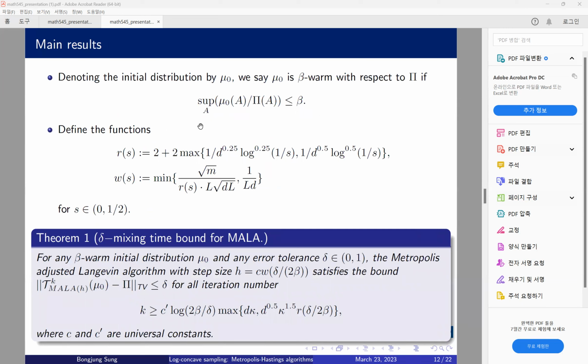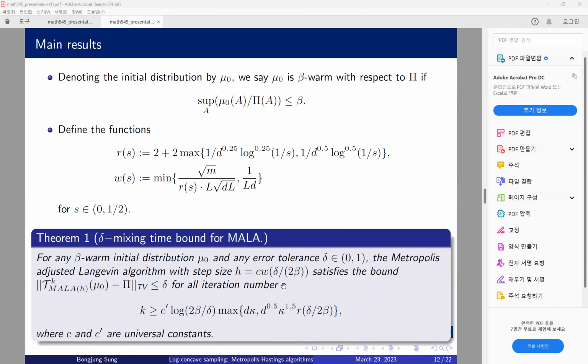So now we introduce the main results. If we denote the initial distribution by μ0, we say μ0 is β-warm with respect to π if the ratio μ0 over π over all measurable sets is uniformly bounded by β. We also introduce functions R and W, where R is used to establish the mixing time bound, and W is concerned with the step size. We also denote the operation on the chain at the k-th step for MALA as in the following theorem. For any β-warm initial distribution μ0 and any error tolerance δ, MALA has the following mixing time bound, with step size depending on the function W.